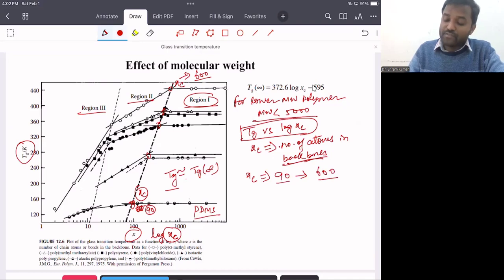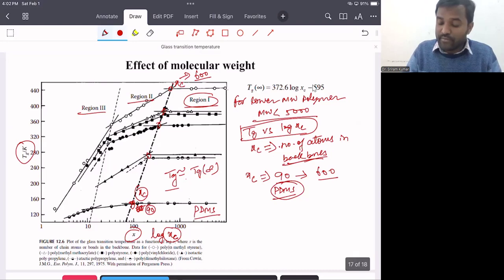So it depends on the flexibility of the backbone. Here the 90 is for the PDMS, and because of the high flexibility of the backbone of the PDMS, the Xc value is very low. And the 600 is for poly alpha methyl styrene, which has a high Xc value.